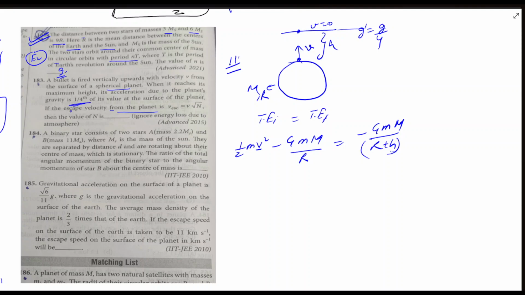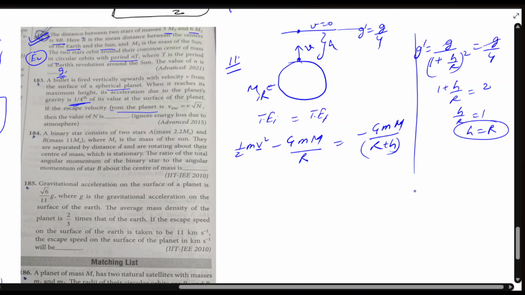Let's use this information. So gravity is 1 by 4th of its value at the surface. So let's find the g dash. So g dash will be, yes, it will be g upon (1 plus h by r) the whole square, right? It will be g by 4. So we have 1 plus h by r is equal to 2, because I have taken the root. So we have h by r is equal to 1. So h will be r, right?